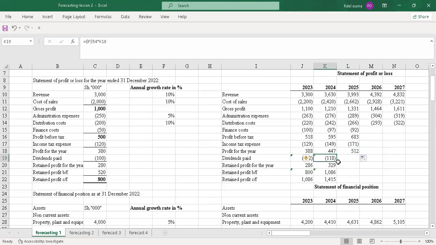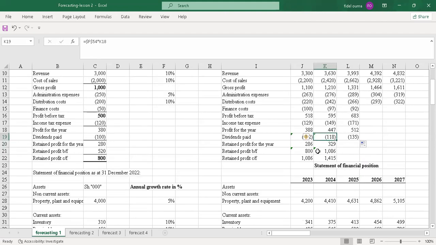Then dividend payout, because I've locked it, you just drag. You can see it's F54. Then retained profit for the year will be the difference. So just drag because the formula is already copied by Excel. So retained profit, let me see if I drag, it will give me 1415 here.